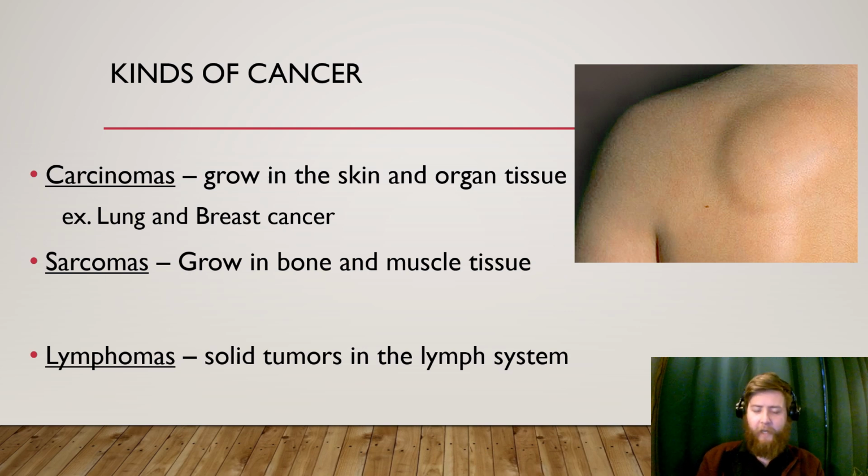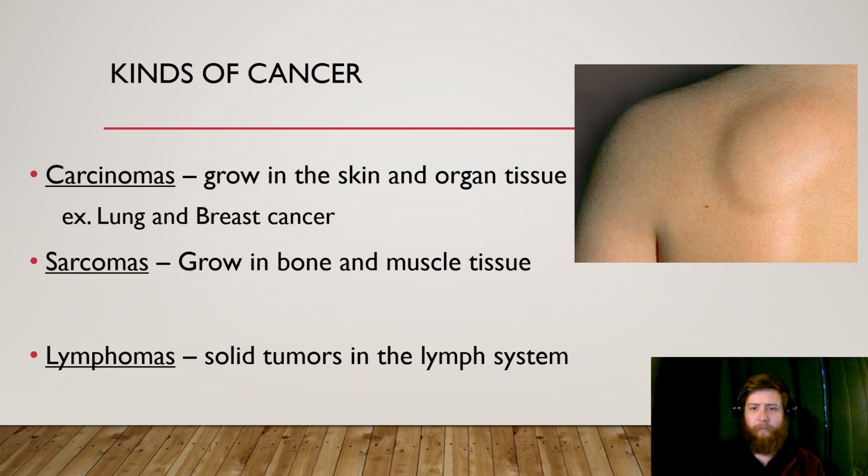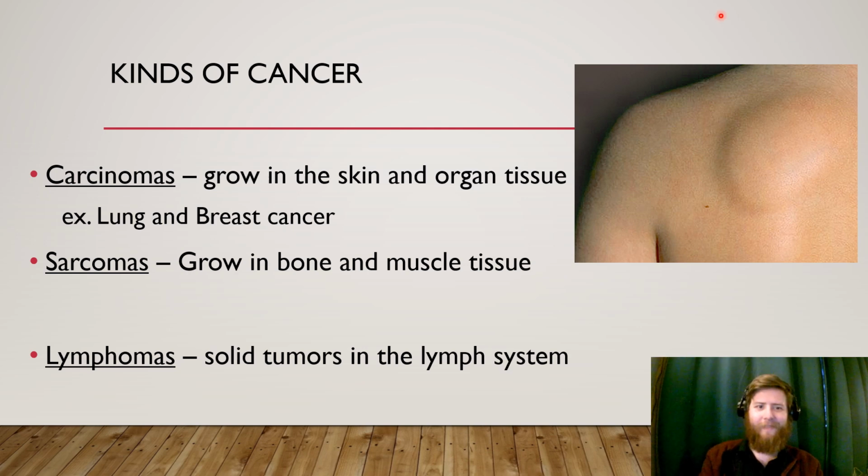Just briefly, kinds of cancer. There are lots of them. We're just going to talk about a couple. Carcinomas. These can grow in the skin and organ tissue. Things like lung and breast cancer are usually carcinoma. You can have sarcomas, which are tumors that grow in the bone, or this one is in muscle tissue. It's like peeking through there. This is a sarcoma. And then lymphomas are solid tumors in the lymph system.